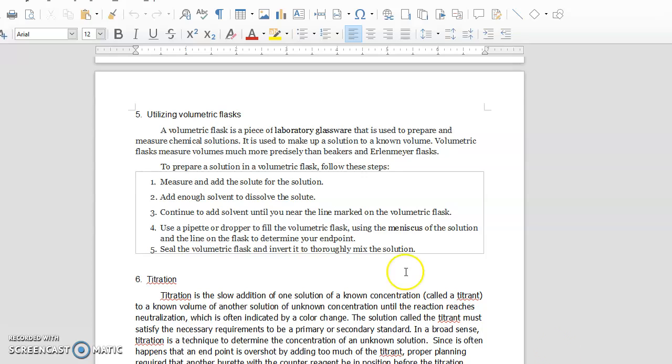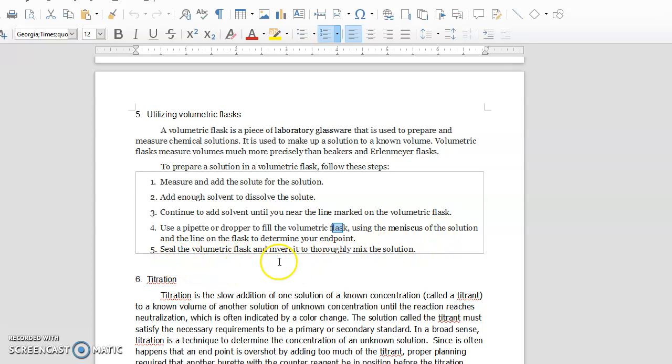The next thing is utilizing volumetric flasks. Those are the ones which you saw from the laboratory assignment that you turned in today. Those are the ones that are used to prepare exact chemical solutions. So you measure and add the solute for the solution, add enough solvent to dissolve it, and continue to add solvent until you have the line marked on the flask. And use a pipette or dropper to fill it exactly to that, making certain you're using the meniscus and that you're viewing it properly.